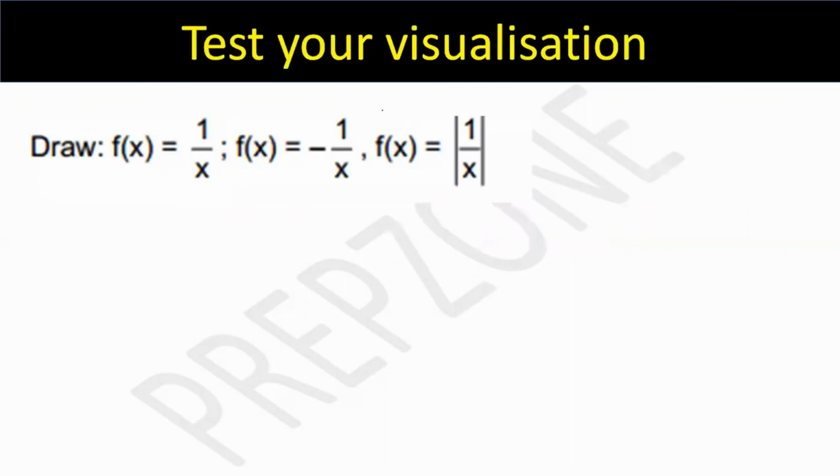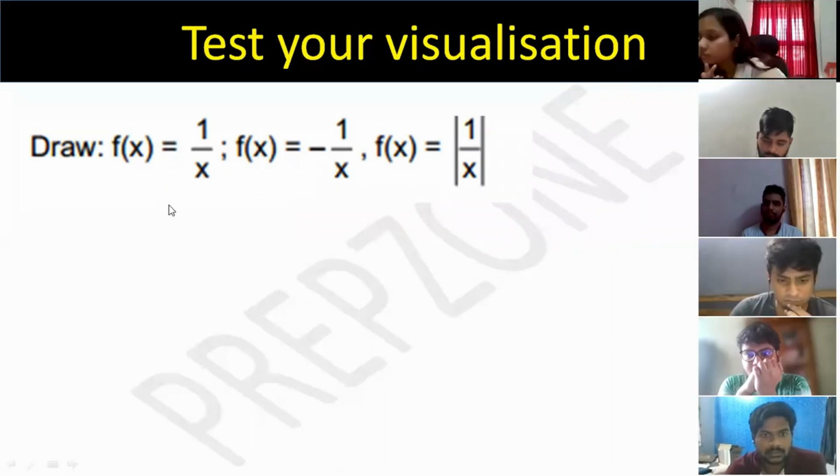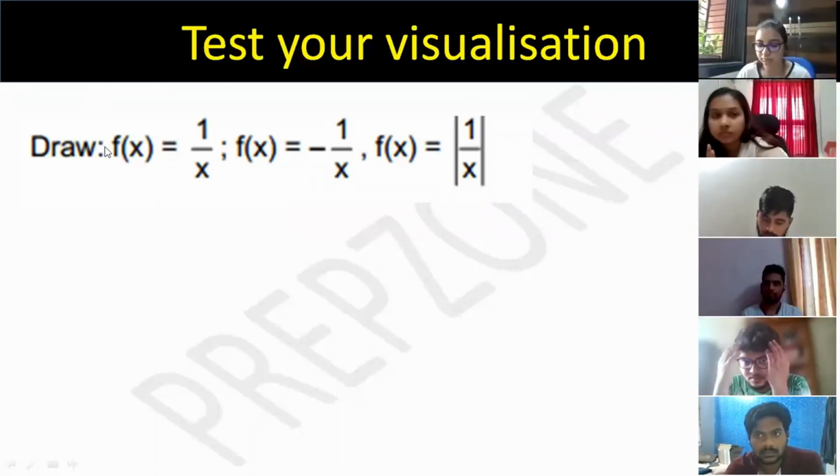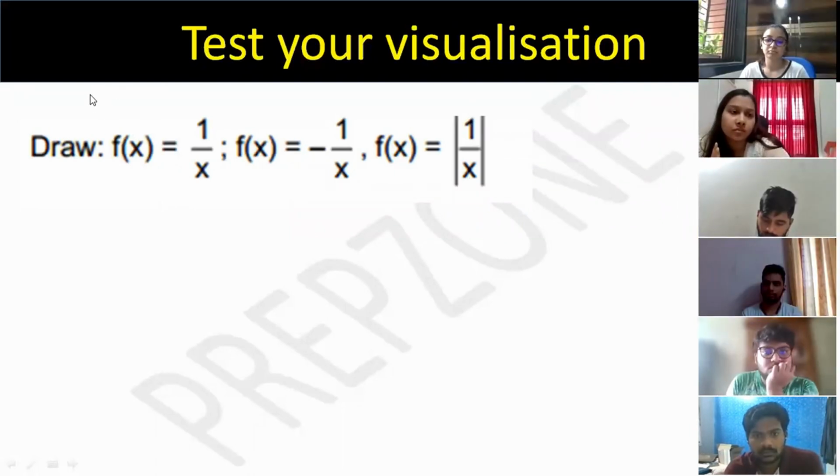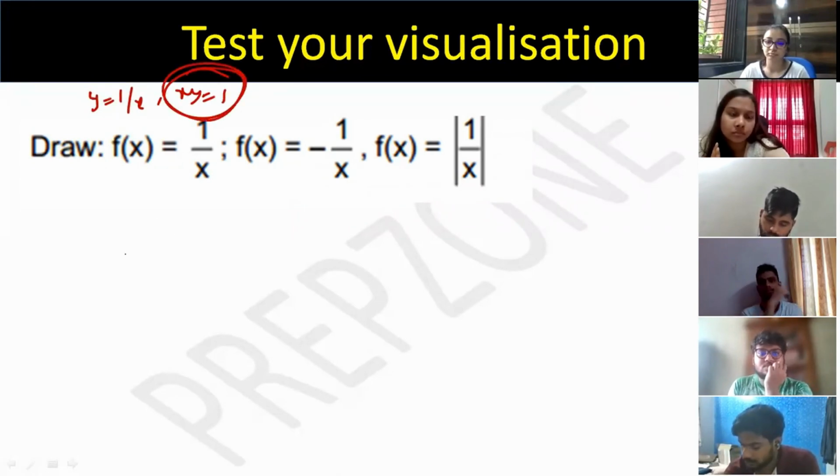please plot these graphs. Again, it is the same as what I explained to you while plotting the e to the power x variations and log x variations. So I hope to see everyone doing this. I'll reveal the answers now. First is f(x) equals 1 by x. This is y equals 1 by x or xy equals 1. xy equals constant is the graph of a hyperbola.